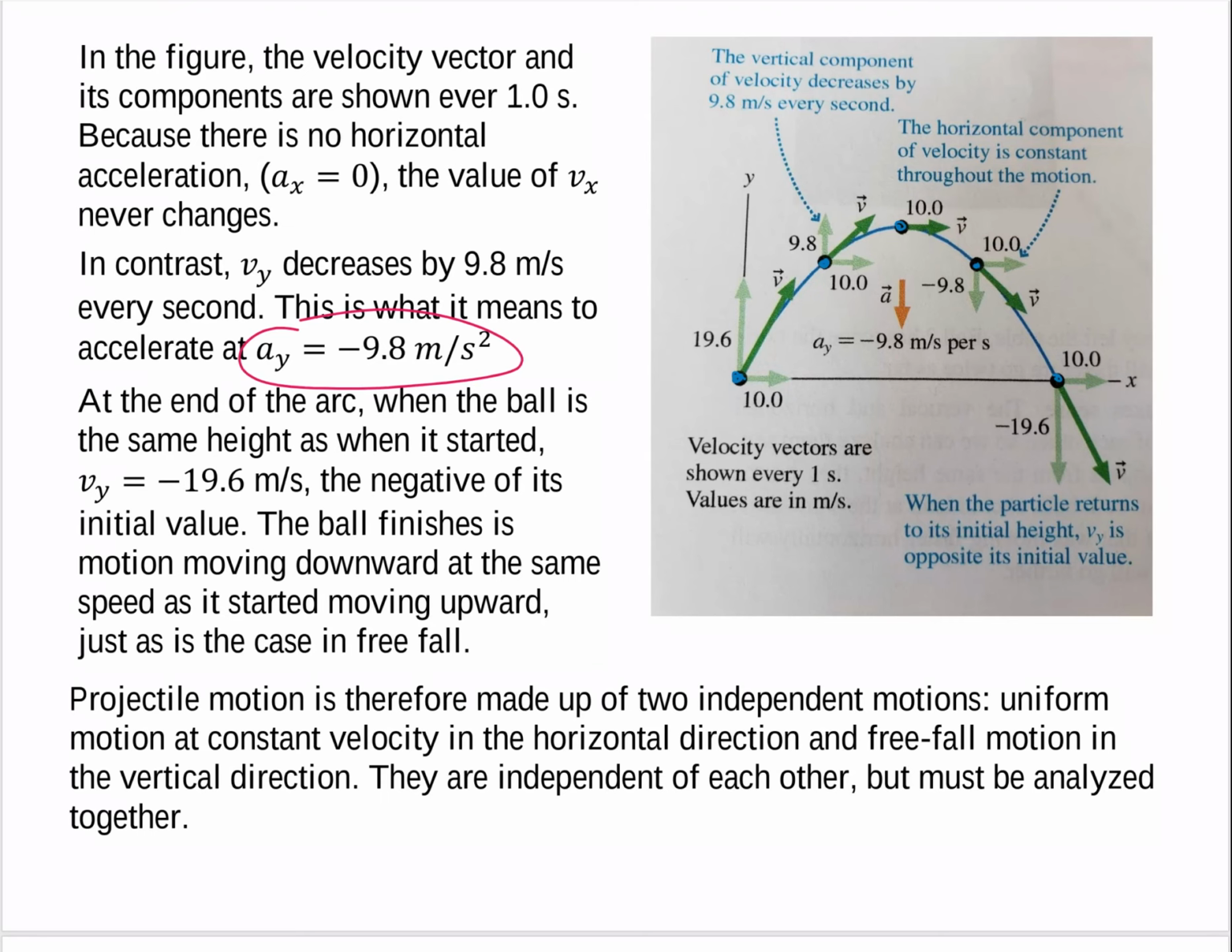So in this example, we started off at 19.6. 1 second later, we should be 9.8 less than that. So 19.6 minus 9.8 is 9.8. Minus 9.8, and look right here. We have no vertical component anymore. The velocity in the y direction is 0. 1 second later, we subtract 9.8 from 0, we get negative 9.8. 1 second later, we subtract 9.8 from negative 9.8, and we get negative 19.6.